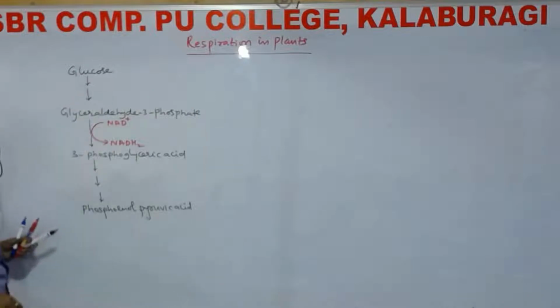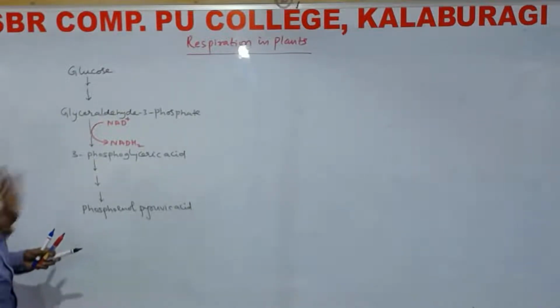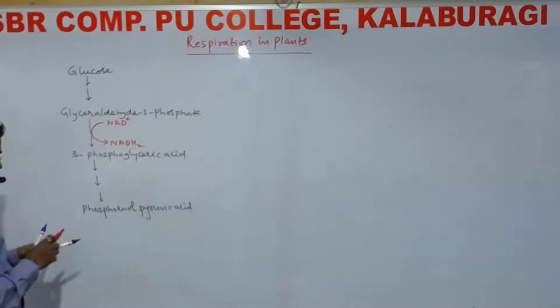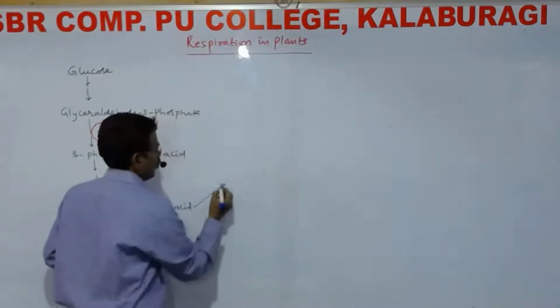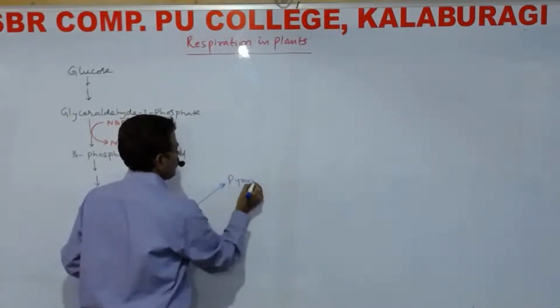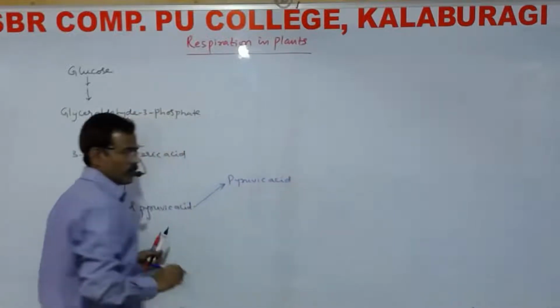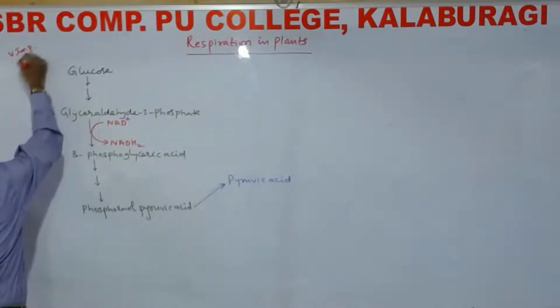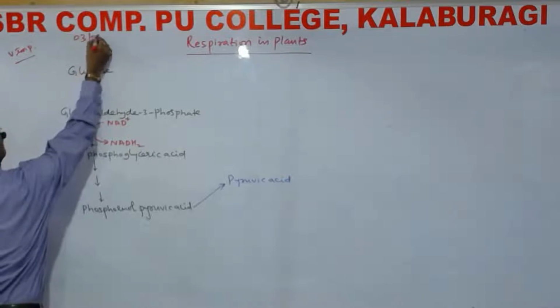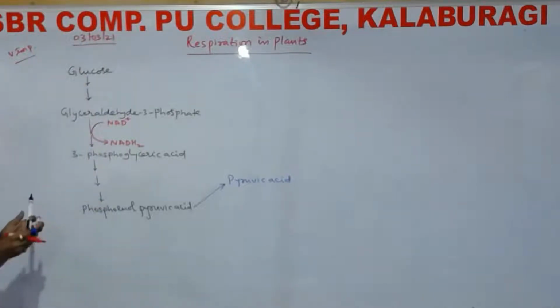This is glycolysis. Okay, so different pathways, two possibilities. One is alcoholic fermentation and another one is lactic acid fermentation. So that is what we want right here. We'll get pyruvic acid. So this figure is very important from the exam point of view. This figure will be asked in examination either for 3 marks or 5 marks. Only the figure will be asked.